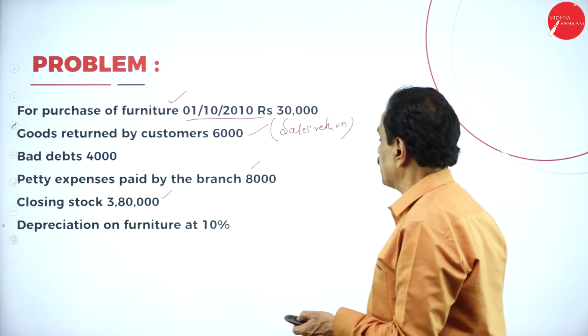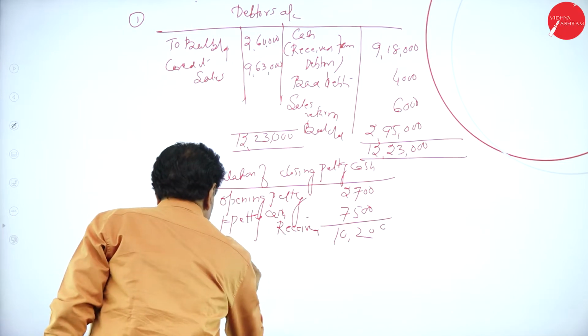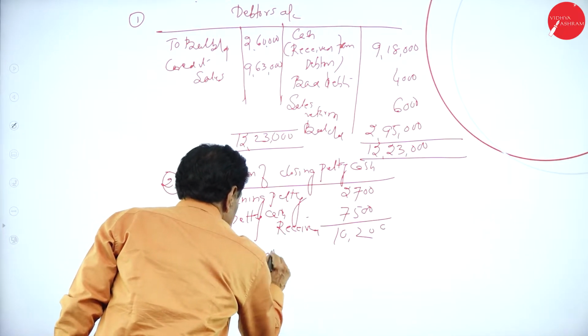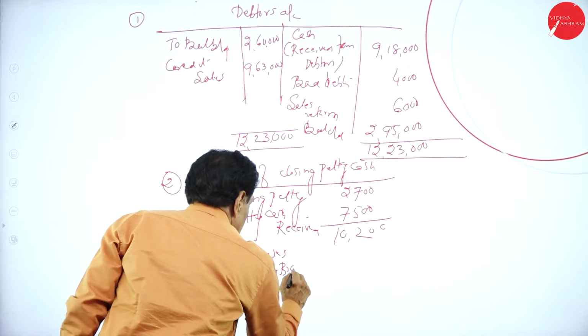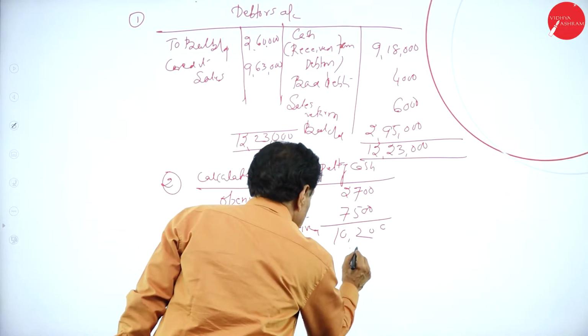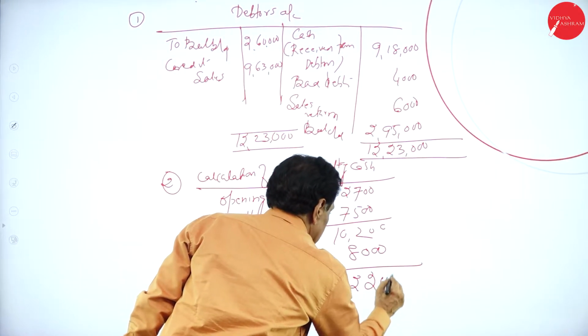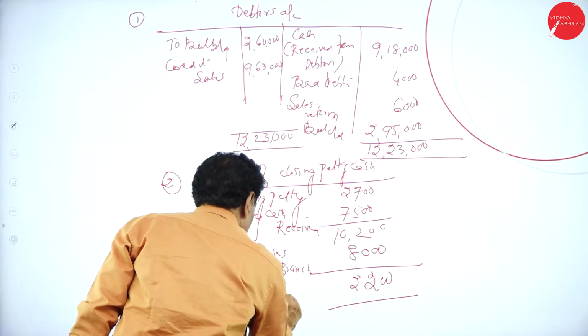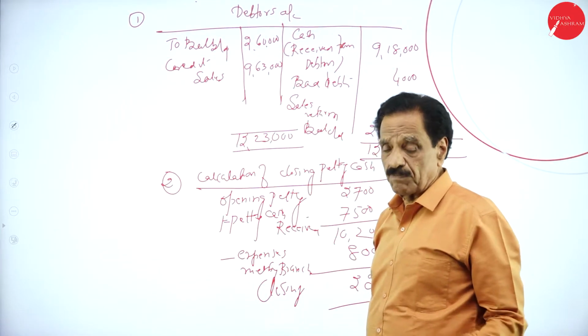How much amount spent? Petty expense paid by the branch 8,000, minus expenses met by branch 8,000. Balance is 2,200. Closing. You got the closing figures.